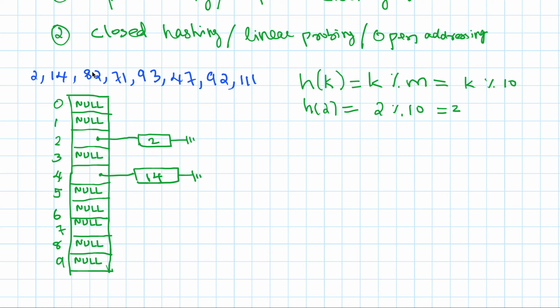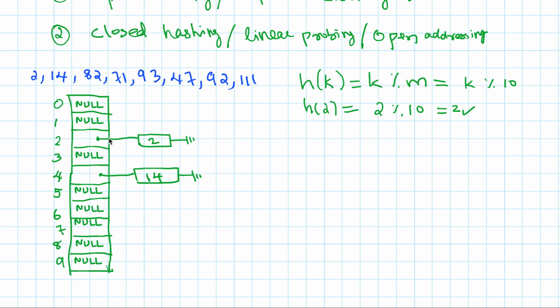Then I need to store 82. When you pass 82 to the hash function, again you will get the index as 2, but that index is already occupied by this 2, or rather the address of 2. So what we can do is create a new node with the value 82, then store 82 as the next element of this linked list. So there are two options here. I can store 82 after the value 2, or I can store it before the value 2. We will go for inserting at the head of the linked list.